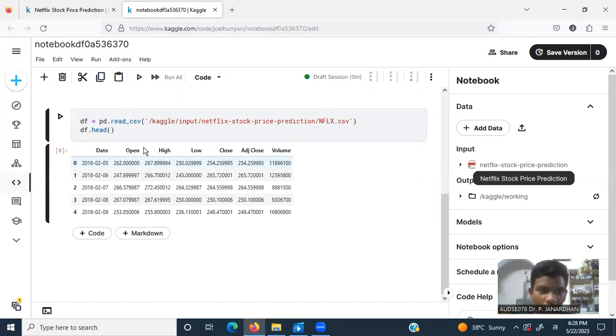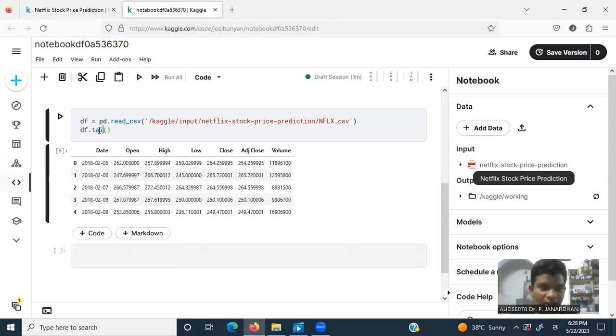So we have open. On that day, what is the opening stock price? When it opened, what is the stock price value? And then when it is closing, what is the stock price value? What is the highest value that day? What is the lowest value that day? And then we also have the volume of the stock, how many stocks are being sold that day. And then we have the close and open columns. Let's consider close. What is the stock price at the closing of a day, or at the end of the day? That is what is important to me.